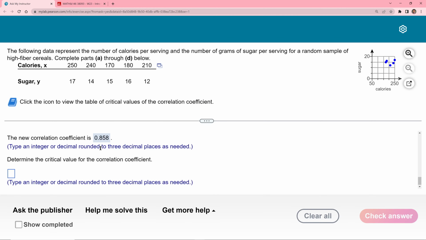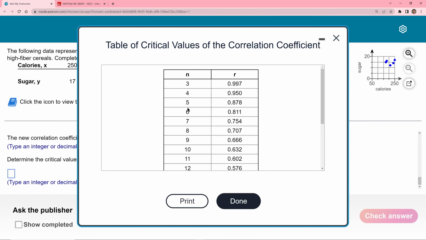Now, determine the critical value for that correlation. Well, the critical value has changed now too because we now have 6 observations in our study. We don't have 5 anymore. So that does change a few things around. We pretty much have to just click on the table. It's just this time we're dealing with an N of 6. The critical number is 0.811. And guess what? Our R is more than that.